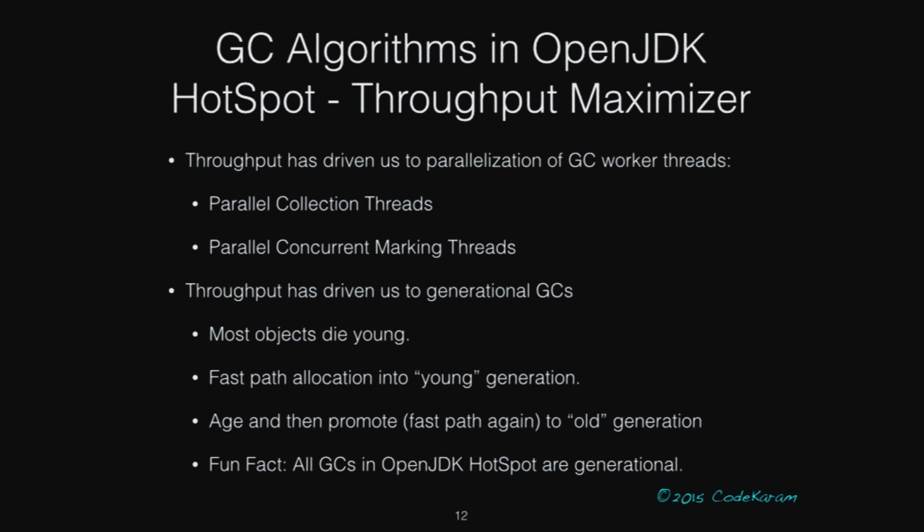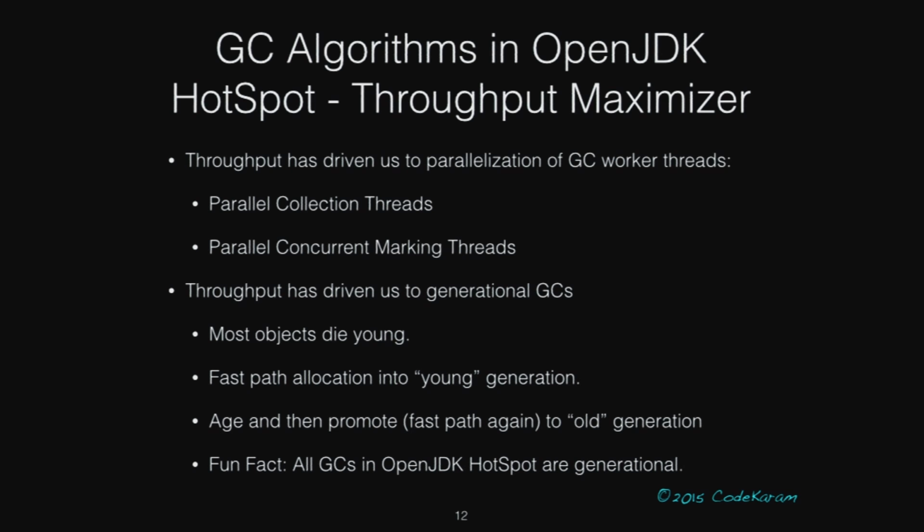Now, what do I mean by generational GCs? So the GCs are based on this principle that most objects die young. So what you can do is fast path allocate objects into this young generation where you let them die. You age them appropriately, and then you promote the long-lived objects to the old generation, right?